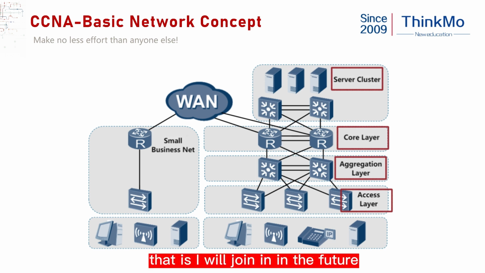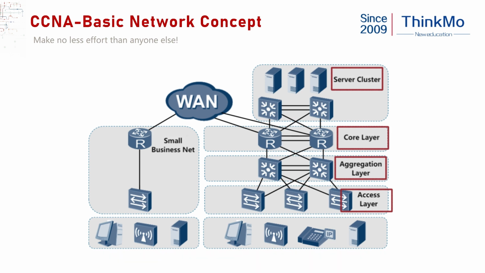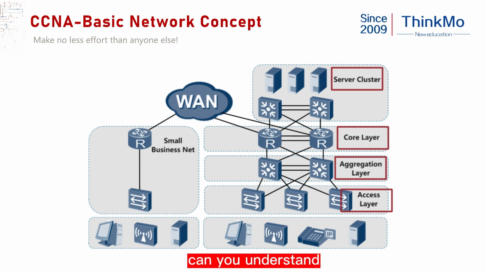That is, I will join in the future. Equivalent to my current overall network, the scale is relatively large. What are the characteristics of our large network scale? You will find that it has many lines. For the network on the left, it's a single line. You will find between device and device we will not do any redundant measures. Can you understand? Let's say my line is broken, don't go online. In the future, if my interface is physically damaged, stop going online. Right, this is what we say.